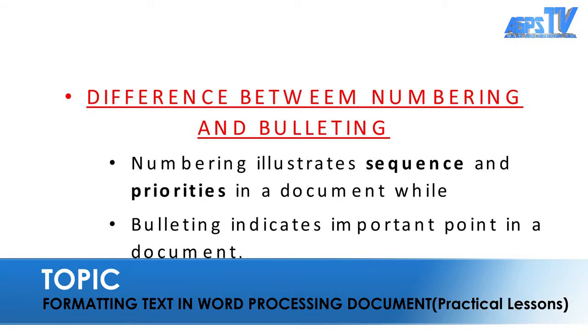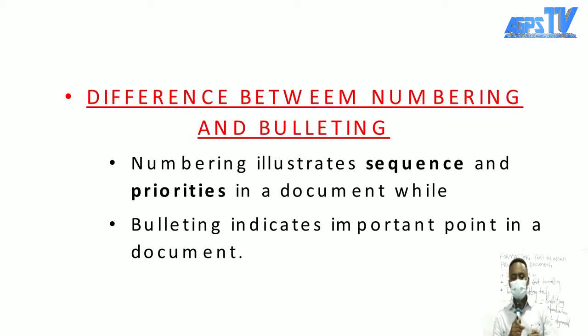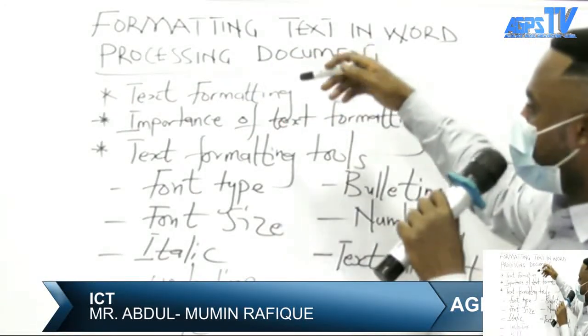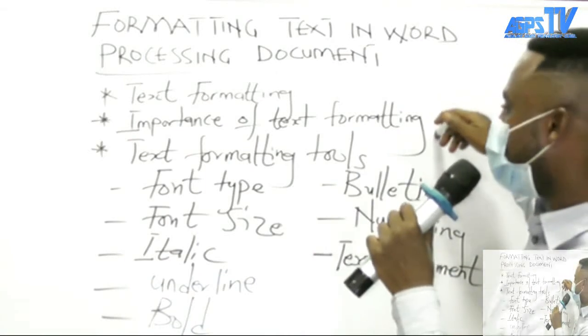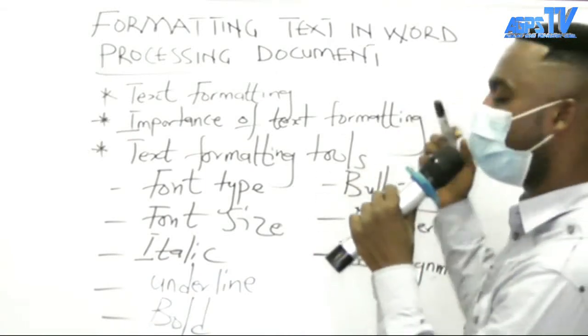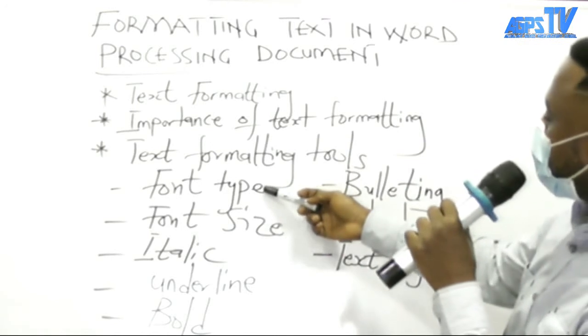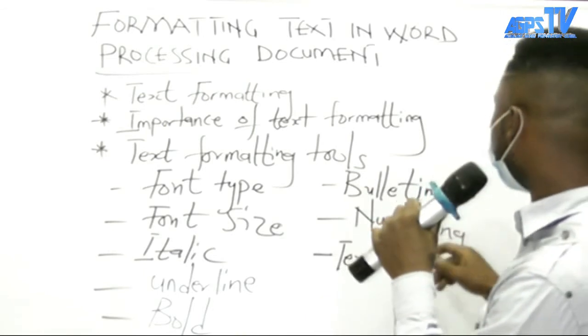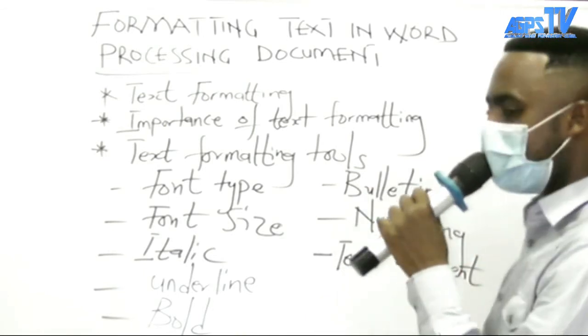So you can use the video to go over the various procedures. Play the video, then follow the steps. Today we've learned about formatting, the meaning of text formatting and the importance of formatting a text. We also learned some formatting tools: the font type, font size, italic, underline, bold, bulletin, numbering, and text alignments.